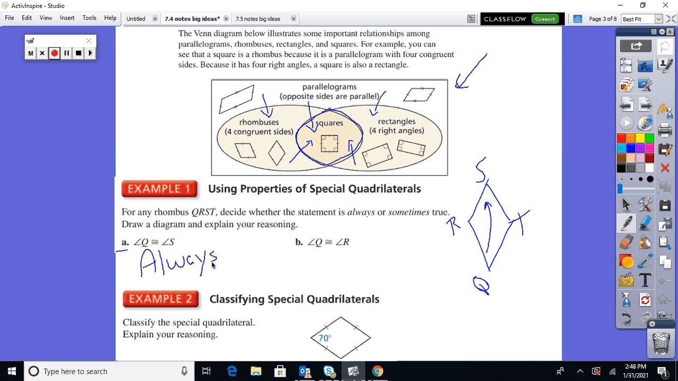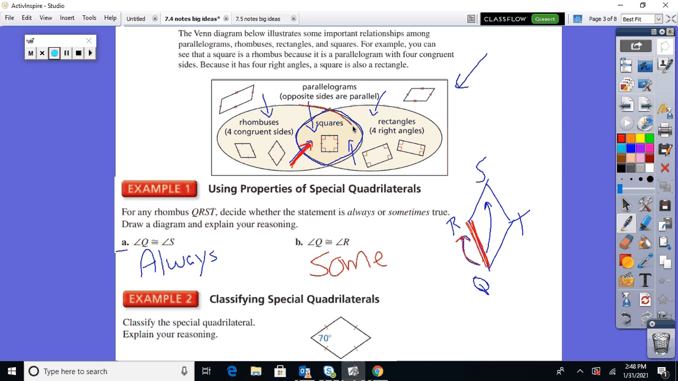Part B. Now this one's a little tricky. Angle Q being the same as angle R. What do you think about that? Well, are there any rhombuses that would have the angles next to each other being congruent to each other? And of course, the world of squares would be that case. But not all rhombuses are squares, but some of them are. Some rhombuses are cool enough to be squares.